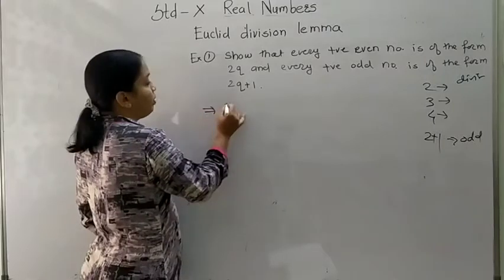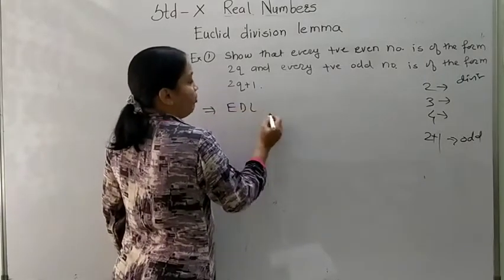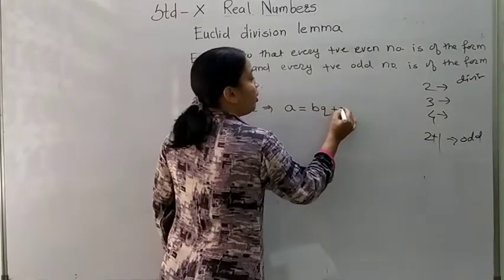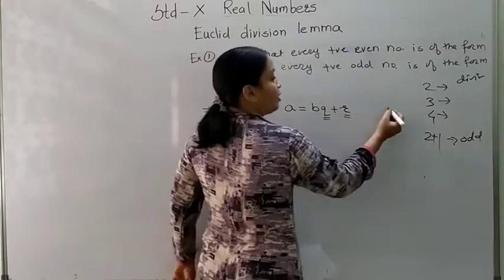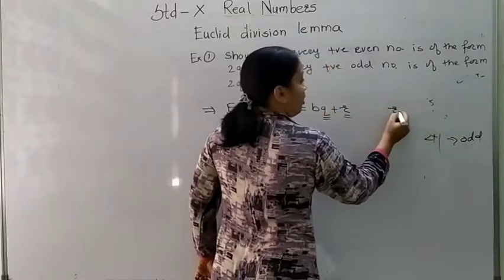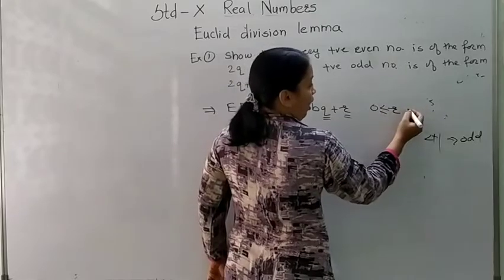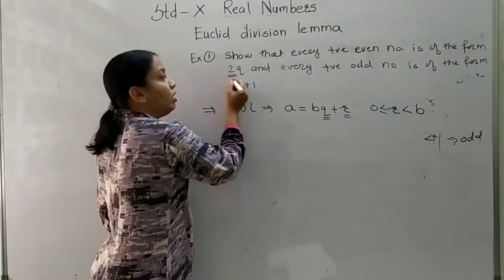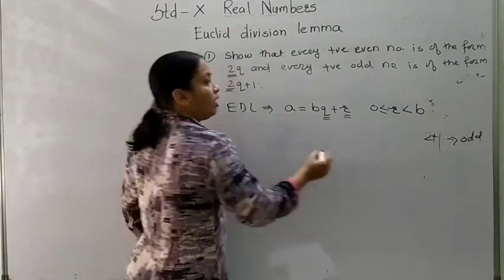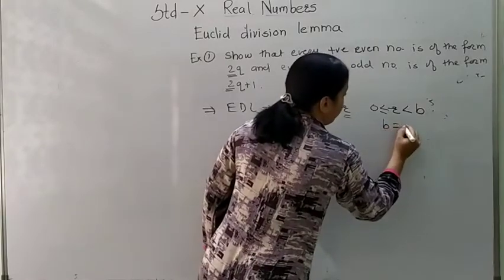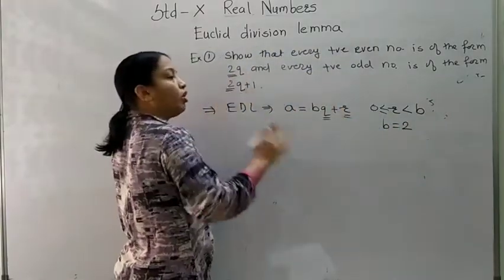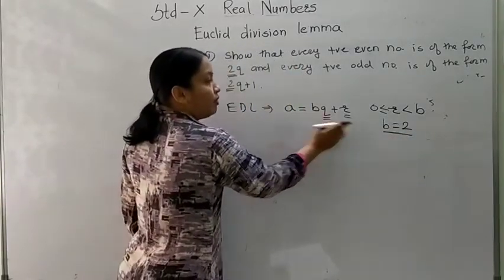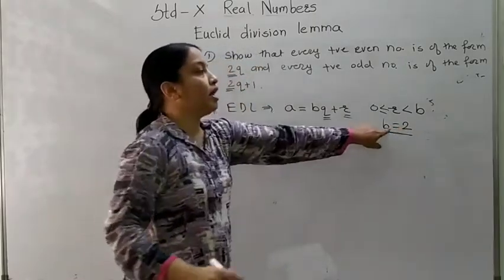Now you know that by Euclid division lemma, any integer a can be written in the form bq plus r for unique q and r, where the restriction on r is 0 less than or equal to r and r strictly less than b. Now what do you want here? Here you want 2q plus 1, so let us take b equal to 2. According to what we want, we choose b. As we want 2q, 2q will be there if b is equal to 2. So consider that b is equal to 2.